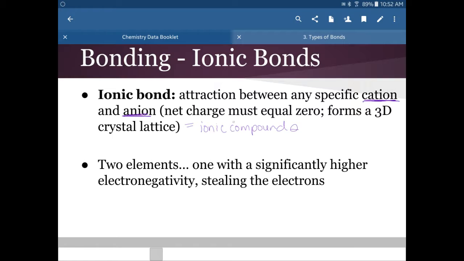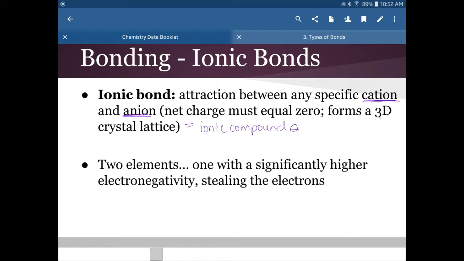Okay, and the net charge must equal 0. So this is when we have charge balancing. For example, if we have a charge of iron 3+ and oxygen 2-, we have to make sure we have 2 irons and 3 oxygens to have that net charge being 0.